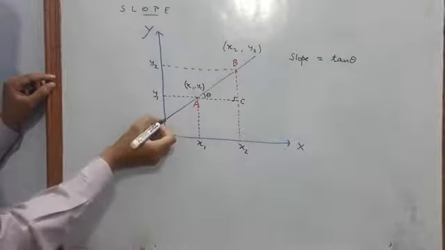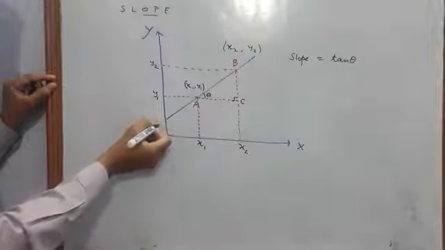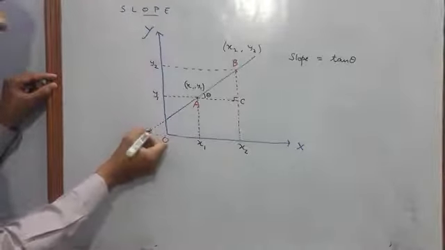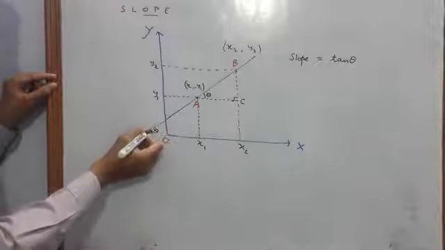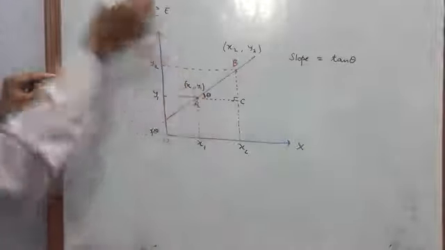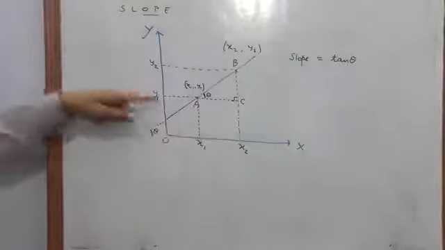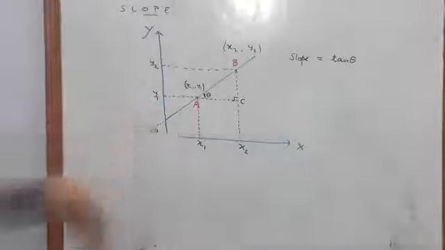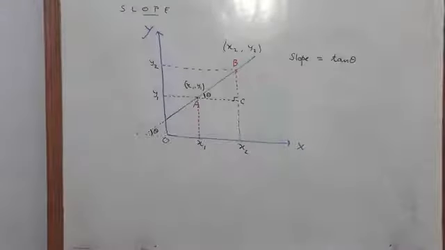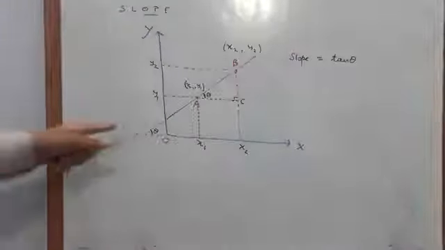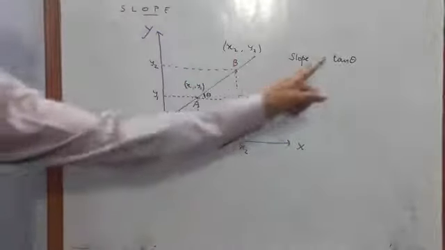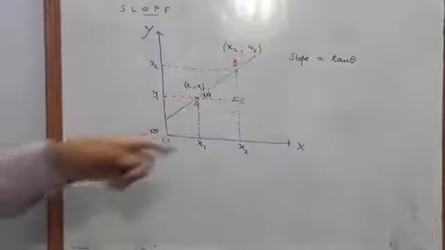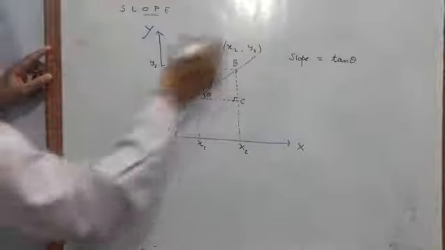If I produce this graph, it will meet the x-axis and these two angles will be same. Why? Because you can see this x-axis is parallel to this line AC, this is transversal, so these are a pair of corresponding angles, so they must be equal, that is theta. The slope of a straight line is defined as tan of angle theta, where theta is the angle made by that line with x-axis. Now what is the meaning of tan theta?